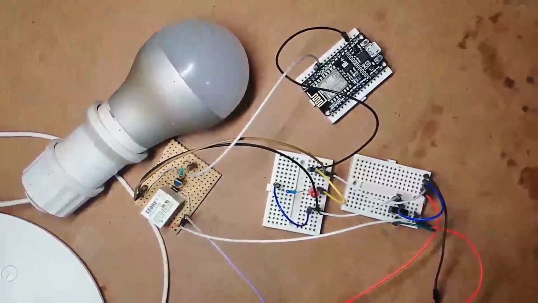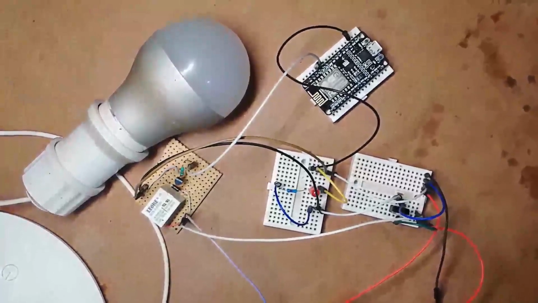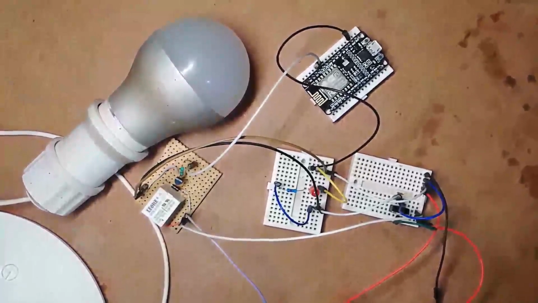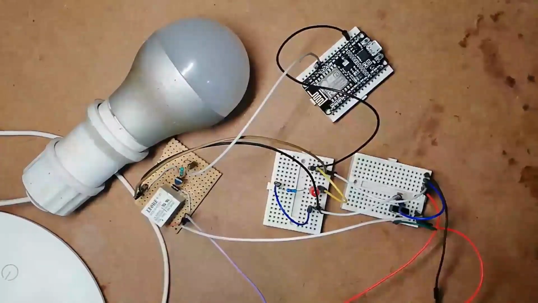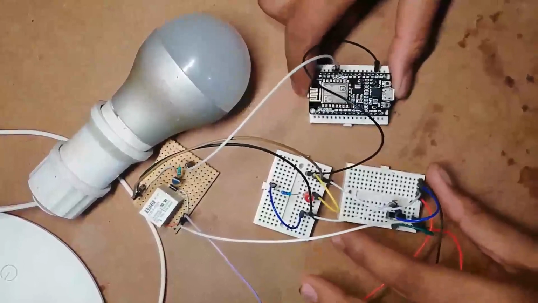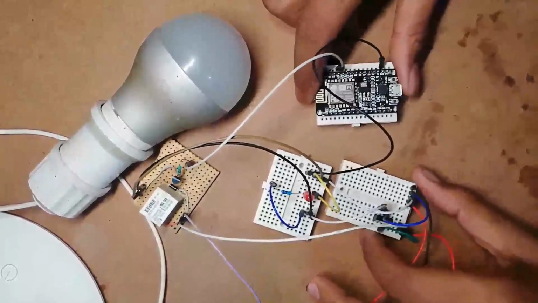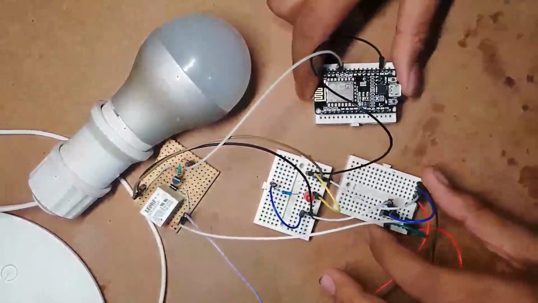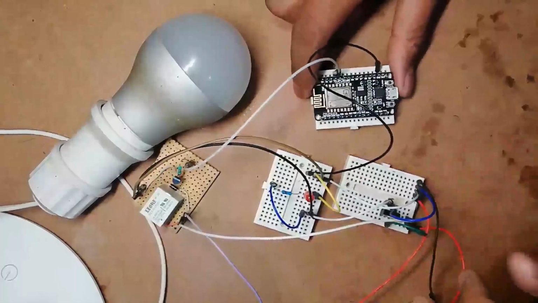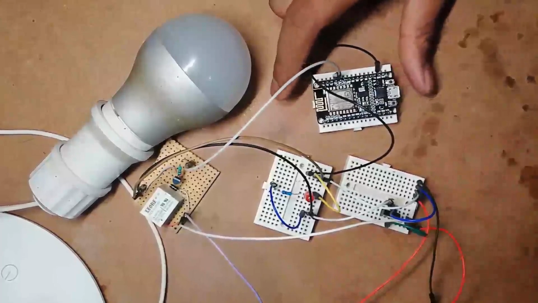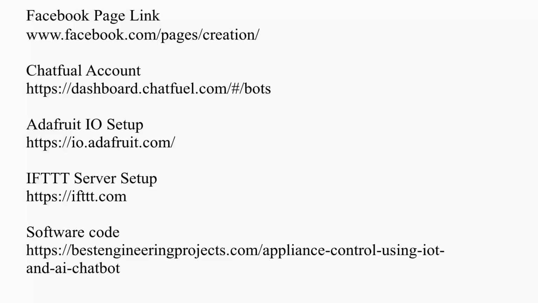In order to make this project, we need hardware, software and a few other third party applications like Facebook Messenger, Chatfuel platform, IFTTT server and Adafruit IO. You have to set up various other things like a Facebook page, server, Adafruit IO, etc. So let's see each and every step in detail. All the useful links used in this project are given in the description section.